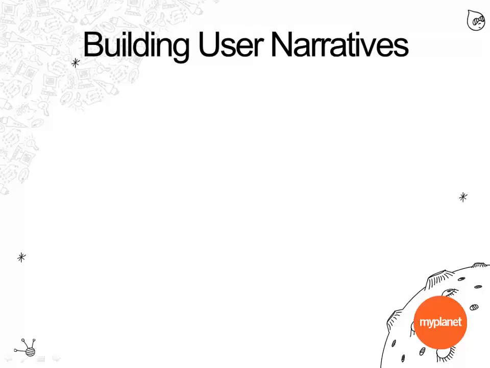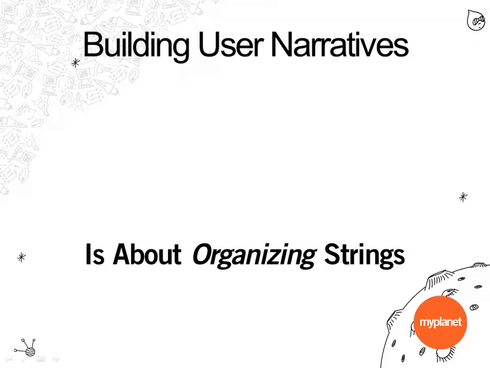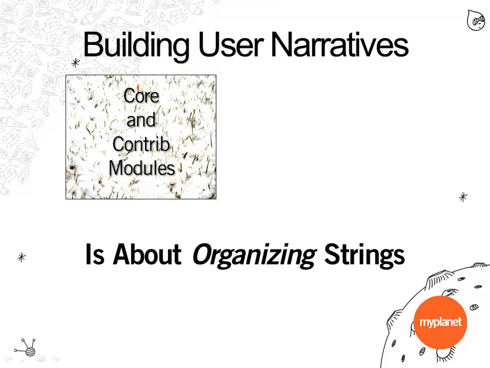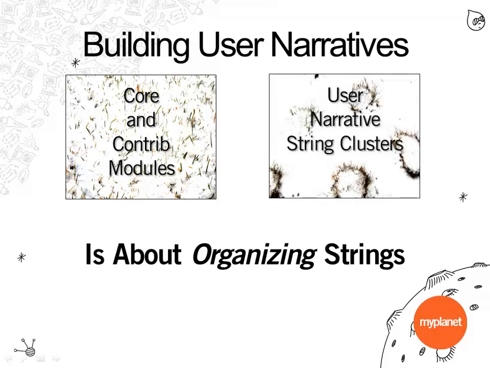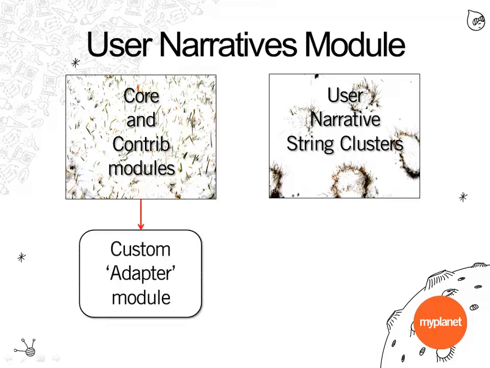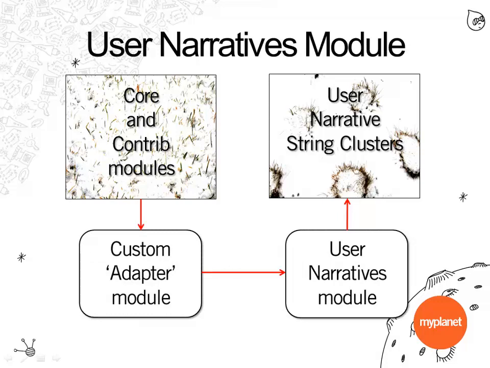Now, we've done that through a module. It's a module I wrote, we call it the user narratives module. And I'll just explain very quickly how it works. Its job is to help us organize those strings. So this is where the strings are. They're all in there in random order, in core and contrib modules. We want them to basically look like this, where we can get to them and tune them nicely. What we do is we build a custom adapter module, and we use the user narratives module to basically route things through to where the strings files are.